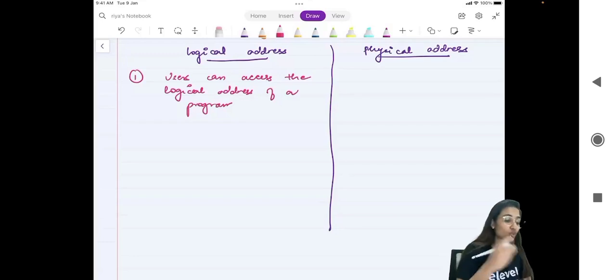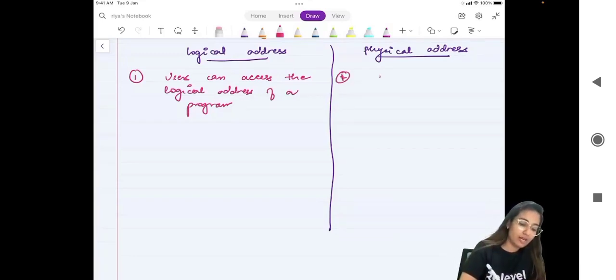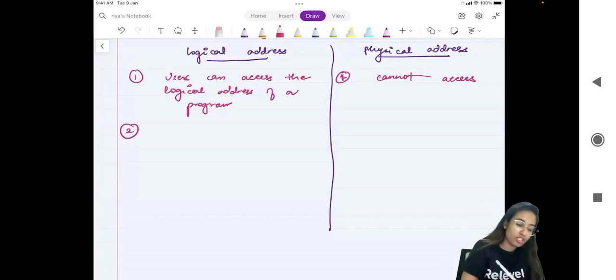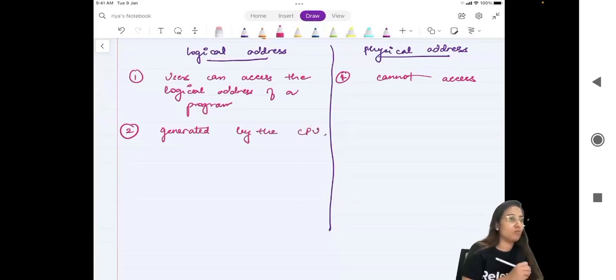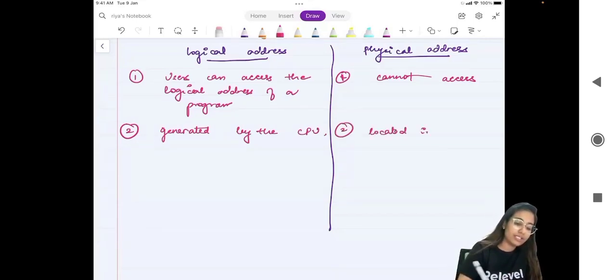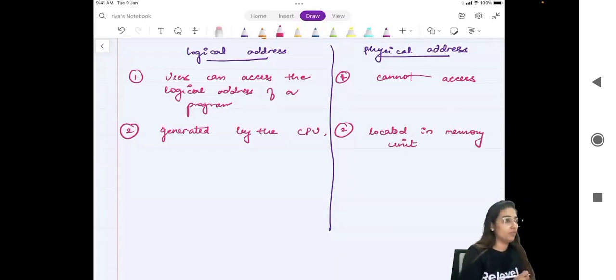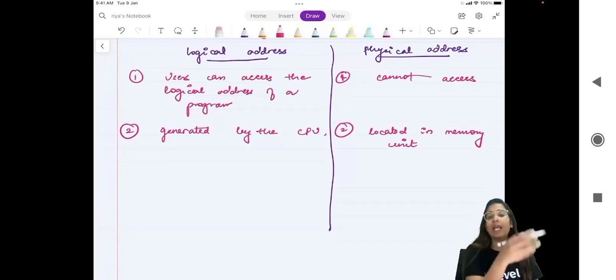Okay, users cannot access. Here I'll just write cannot access. Second thing what we have over here is the logical address. This is generated by the CPU. And here the physical address is basically located. This is the actual address which we have in the memory unit. The user can access the physical address with the help of logical address.